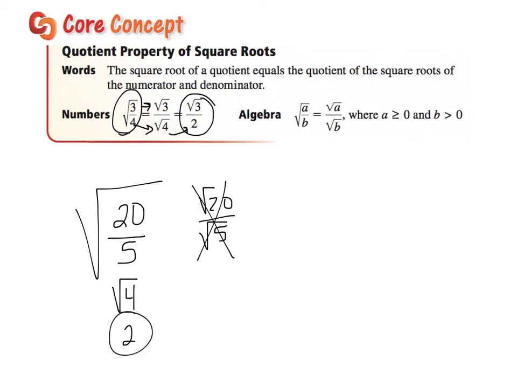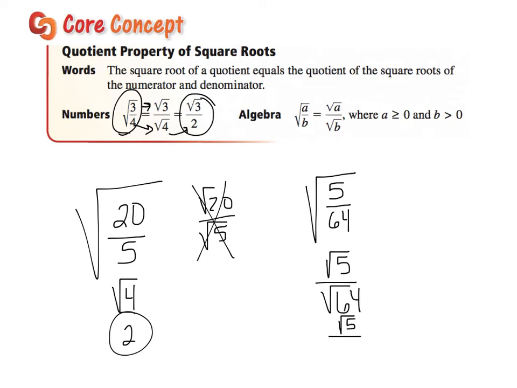You can do that. But if I gave you this, the square root of 5/64, I cannot simplify 5/64. So you would break that up into the square root of 5 divided by the square root of 64, which then becomes root 5 divided by 8. And root 5 is in simplest form.